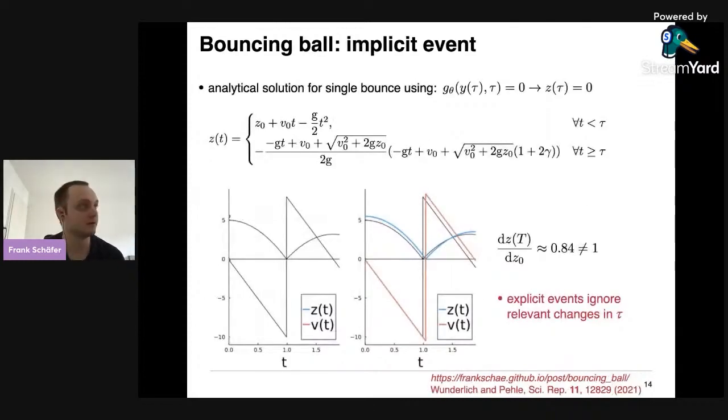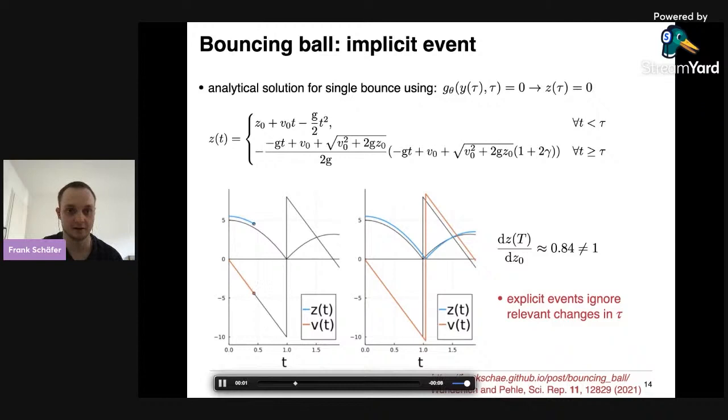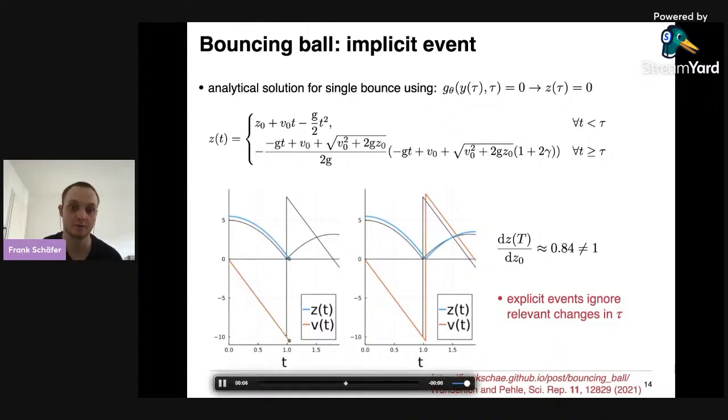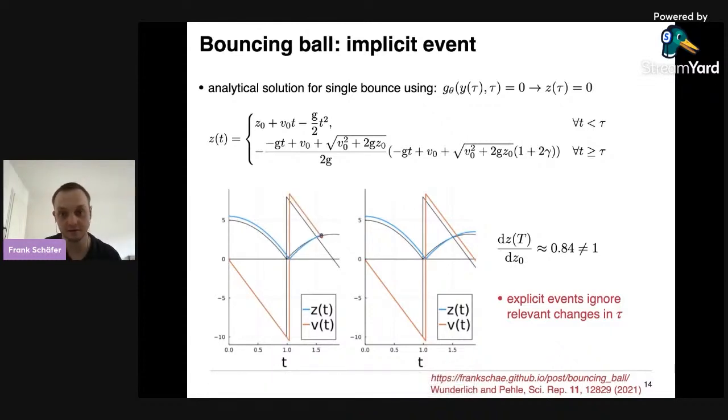Now note that when we do the full modeling with the implicit event, where we say that the ball hits the ground when the z-coordinate is 0, in the trajectory of the ball, it would actually hit the ground later in this example. And so it's really important that this impact time changes as a function of the state. And so the full analytic solution looks then actually like this. And if we take the derivative of this solution now with respect to the initial state, we actually get a different value of the sensitivity in this case.